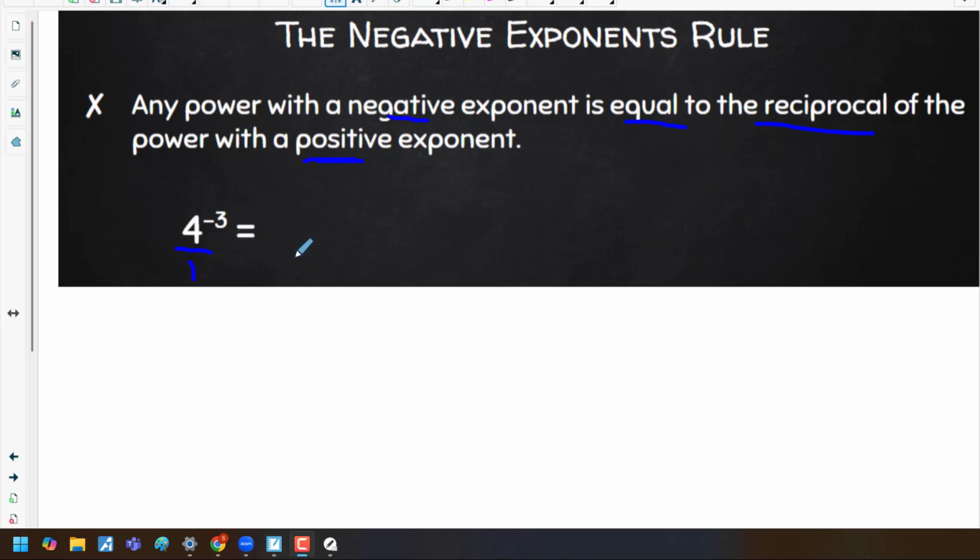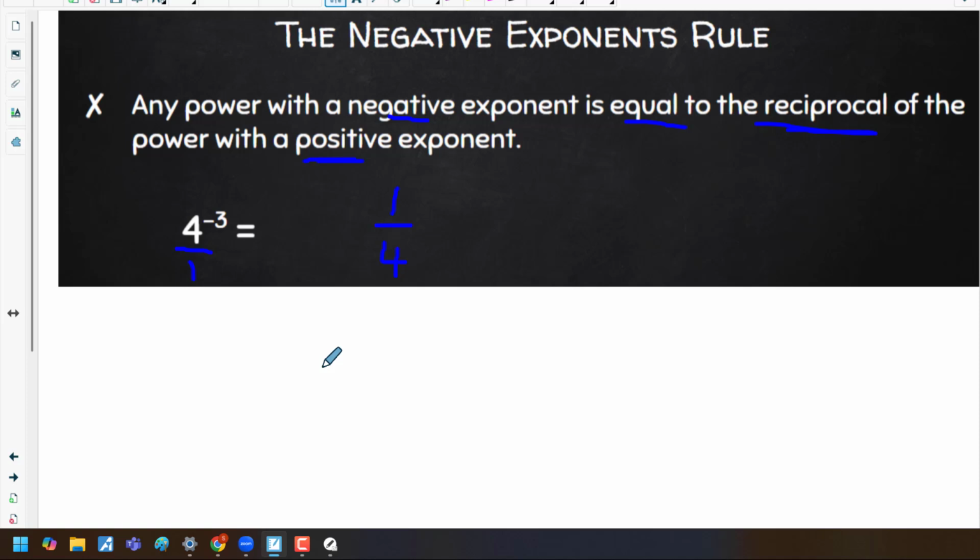So what happens is this. You flip that fraction. 1 over 4. Now the question is, where does that 3 go? Remember now that 3 is a positive 3 because we did the reciprocal. I'll give you a hint. Exponents can never change their base number.